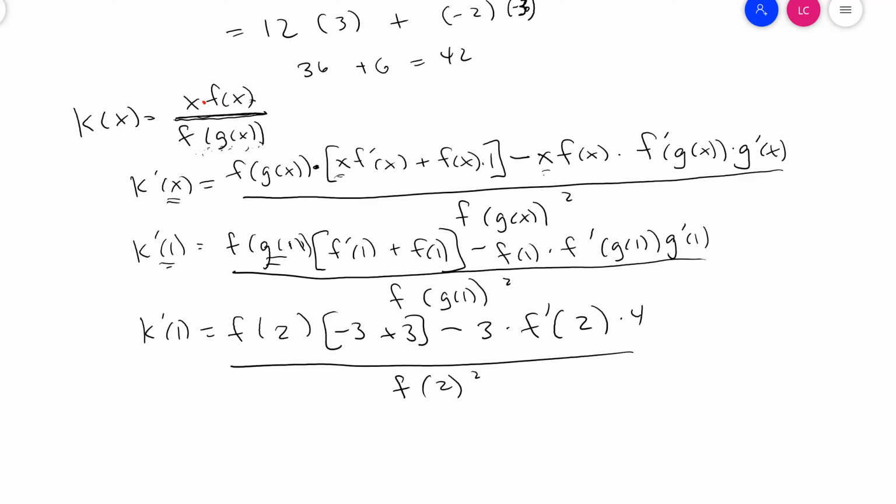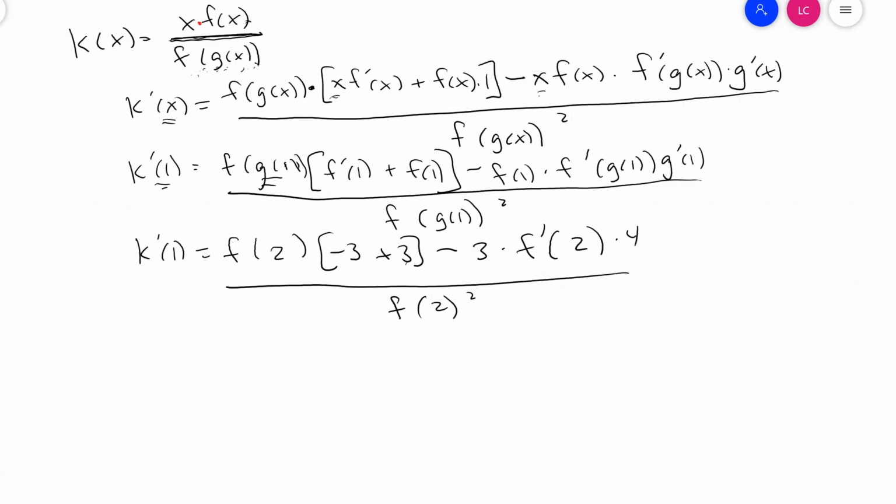So right here, I can see that I'm going to get a 0. So this whole first term is gone, right? Bring it up a little bit. So whatever this is going to be multiplied times 0. So I'm just going to put a 0 there. And so here I get a negative 12 times f prime of 2, which is a 3, all over f of 2, which is negative 2 and squared. So I get a negative 36 divided by 4, so that's negative 9.